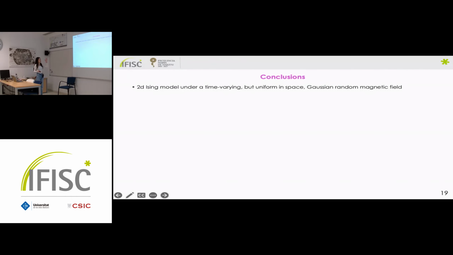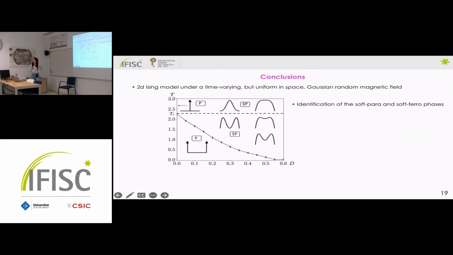Today we have studied the Ising model under a time-varying but uniform in space Gaussian random magnetic field. We have identified 3 different phases in the model, the soft paramagnetic, soft ferromagnetic, and ferromagnetic phases. And in particular, we have identified these 2 new phases, okay? These phases are characterized by broad probability distributions even in the thermodynamic limit. And additionally, in the soft ferromagnetic phase, we have a restoring of the symmetry between the 2 ordered magnetization states.